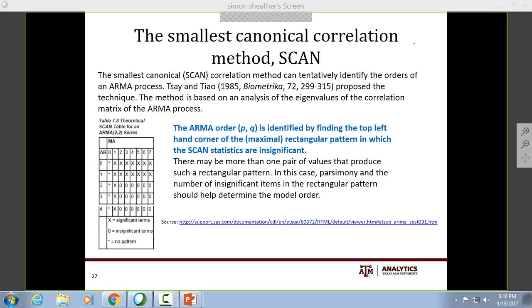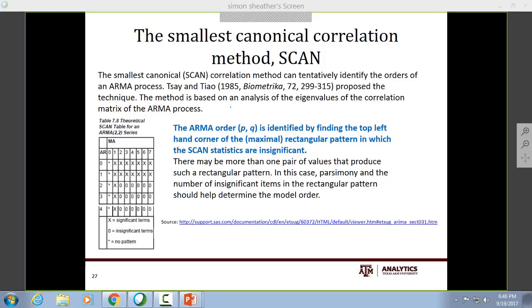Now, these same people a year later came up with a scan statistic. It's completely different. If you talk to some of the time series people, some say ESACF is terrible and scan is great, and others say scan is terrible and ESACF is great. So, look, I'm a pragmatic guy. I'm going to tell you what the literature says.